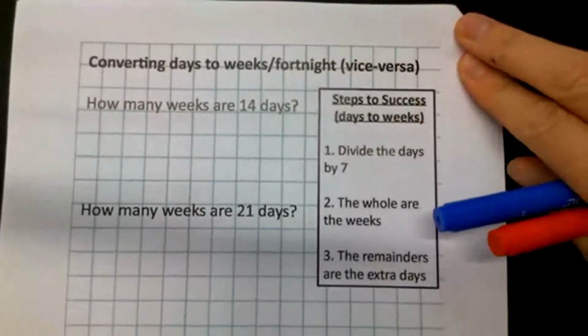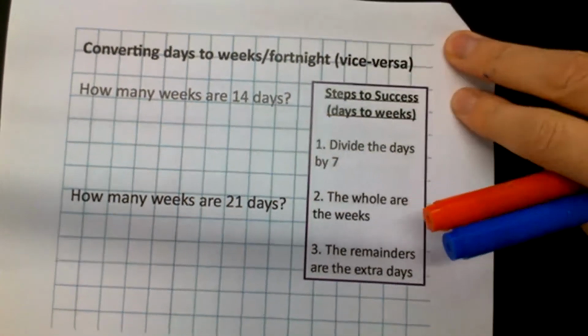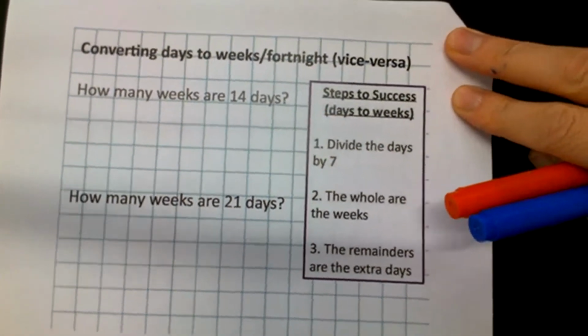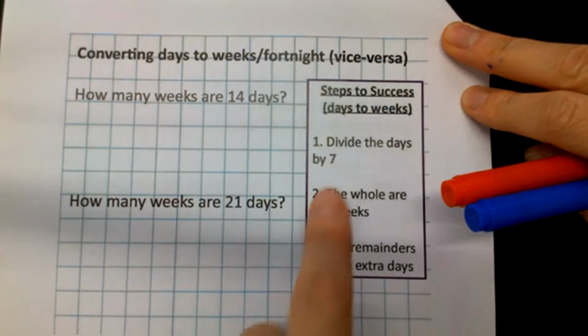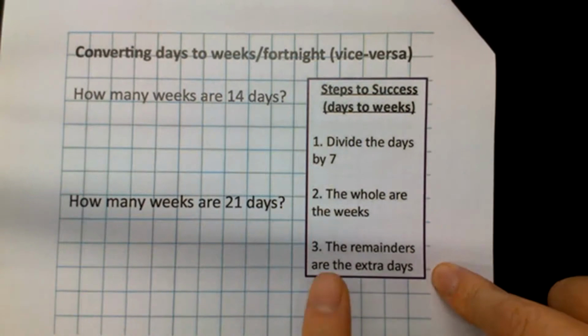So, let's get busy converting days to weeks and days to fortnights and vice versa. Here are steps to success. Number 1, divide the days by 7. The wholes are the weeks and the remainders are the extra days.